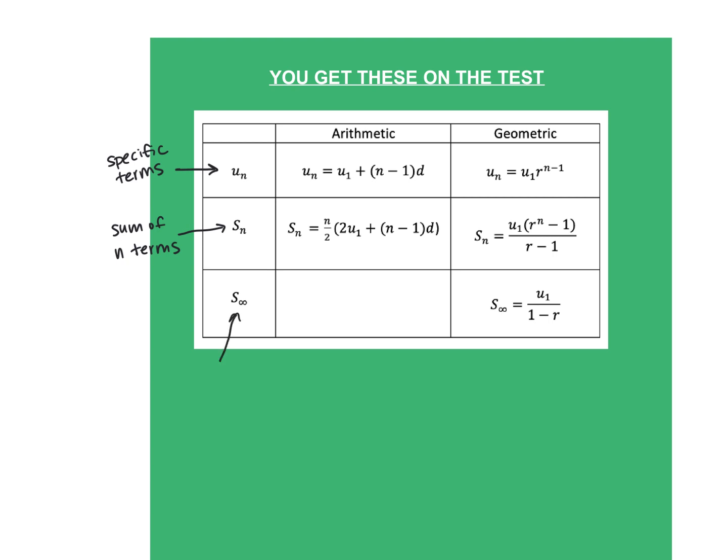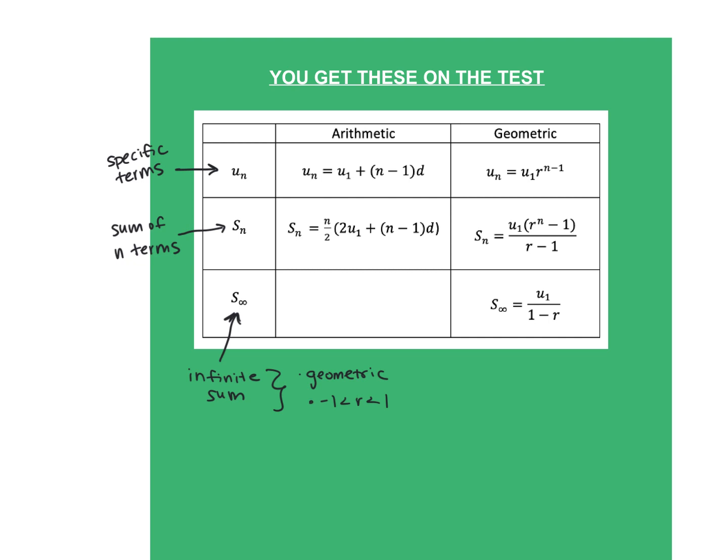The last one, S with the infinity underneath, this is an infinite sum, which seems crazy, but it is possible to calculate an infinite sum, a sum of infinite numbers. But it's only possible if the situation is geometric, and if that common ratio is between -1 and +1. Only then can we find an infinite sum.